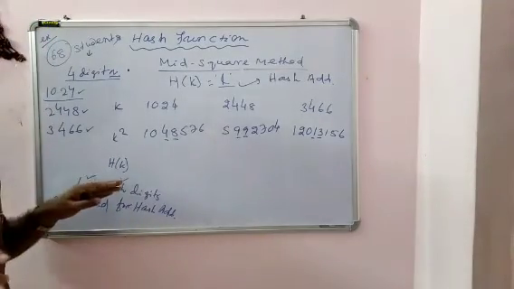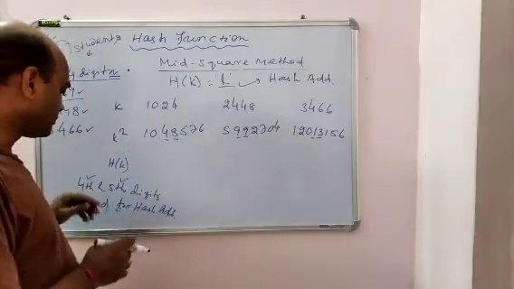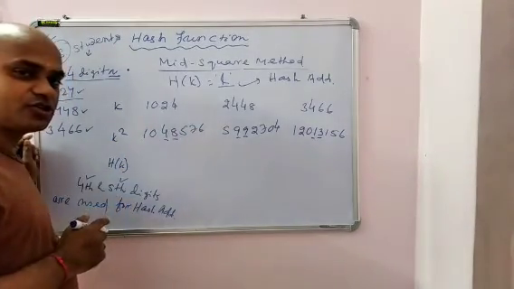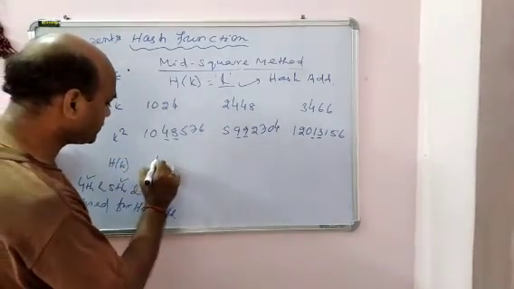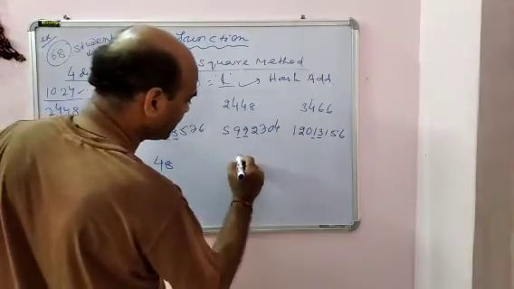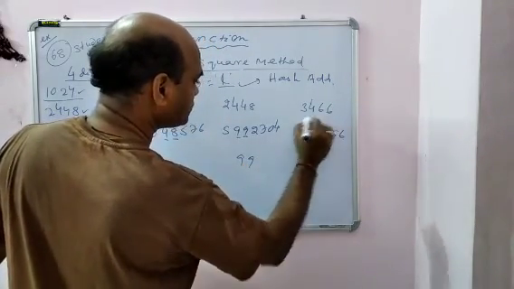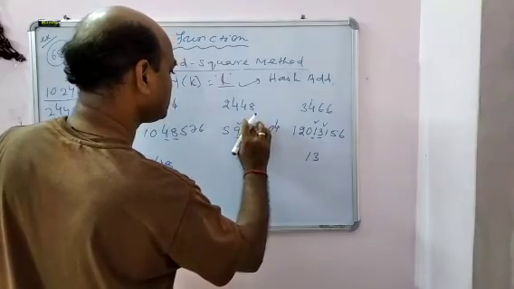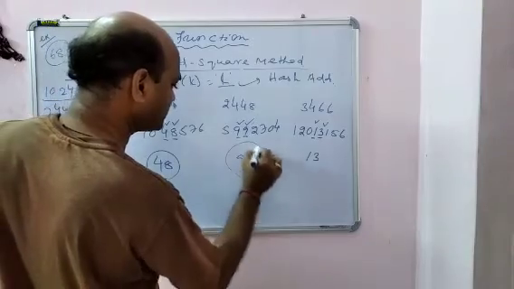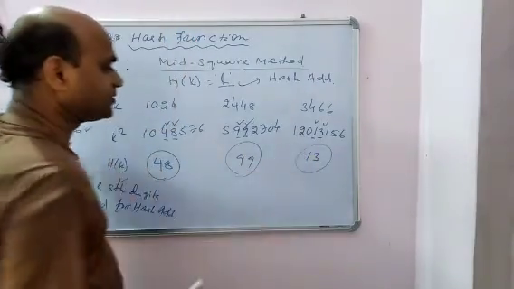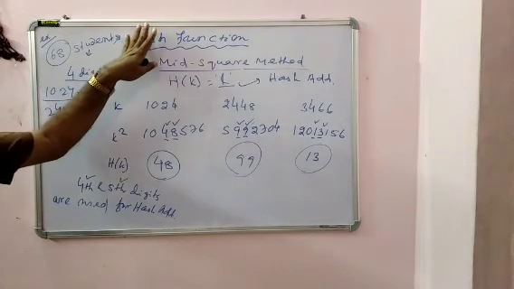We can eliminate all the other digits. By eliminating all the digits and accepting the fourth and fifth digits of this k square from the right side, we get 48, this will be 99, this will be 30. These two-digit values are the hash addresses. We can obtain them by using the mid square method. Okay, so this is another hash function.